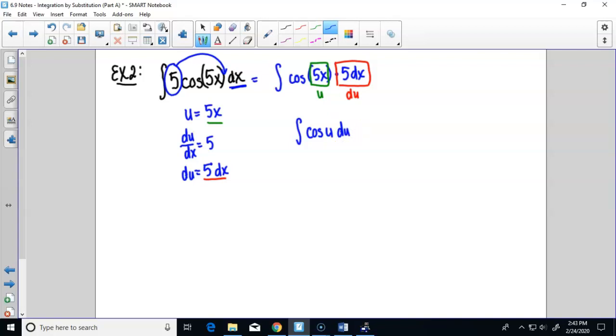And that makes it much more simple because you've just got a single variable. You don't have any 5s or anything complicating it. We know how to take the integral of cosine of u. What is the integral of cosine of u? It's sine of u, and we have to put a plus c on the end. And then for our last step, we'd have to plug back in our u. So we'd get sine of 5x plus c.